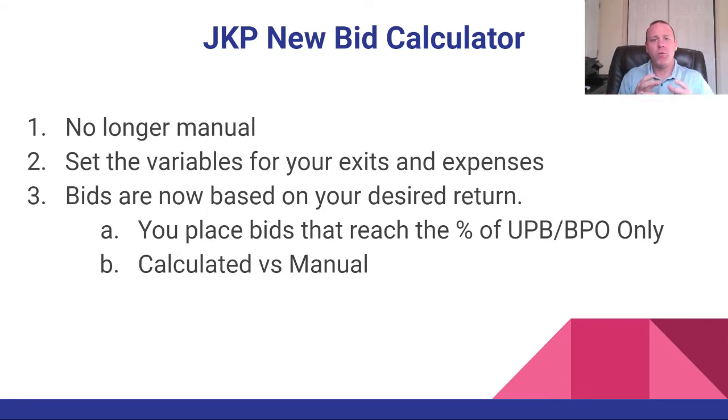You could put a manual override number in and see what the returns are for every exit based on the number you put in there. So if you want to see what 60% of UPB or BPO is, you put that in there and it will show you returns. If the bid number calculated is much lower, you're going to see one of your exits resulting in a much lower return than you're looking for. Our goal here is to bid based on your returns, not UPB or BPO.